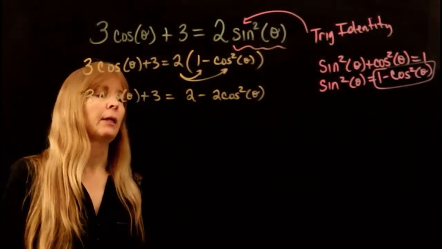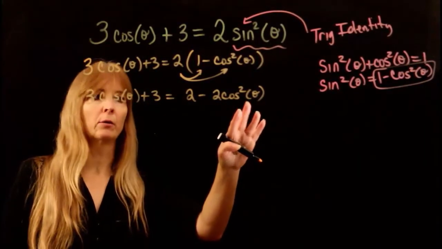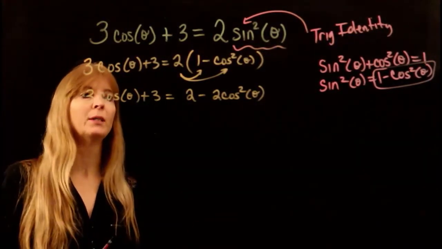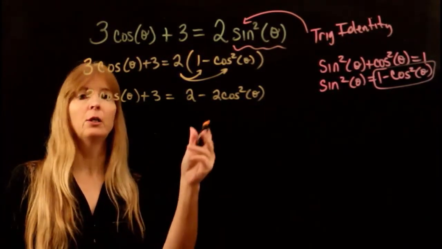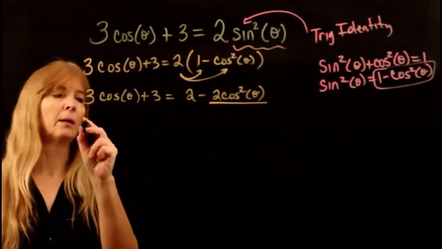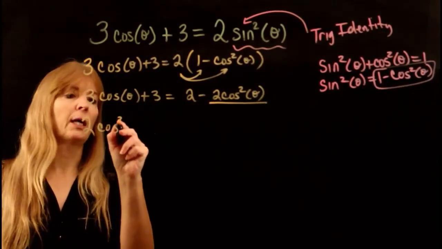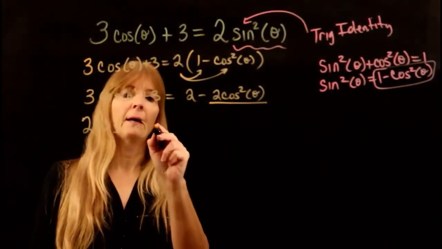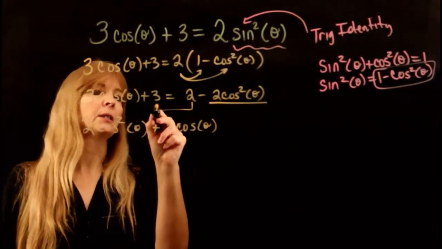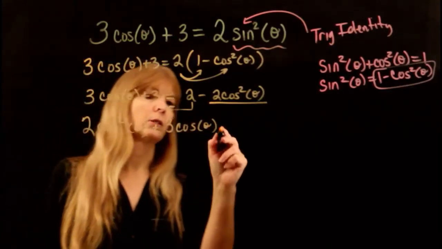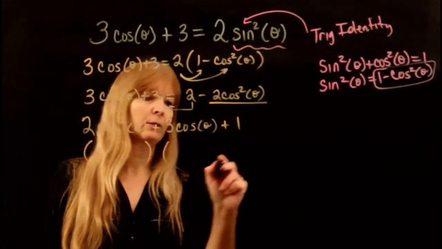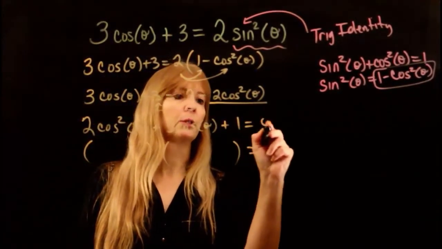All right, well, now I see a square here, so I know I have a quadratic that maybe like the last example, if I move everything to one side, then I actually could try to factor this. So I'm going to move this to the other side, so it becomes positive 2 cosine squared theta. Then I have this plus 3 cosine theta, and then I'm going to subtract the 2, so plus 1. All right, so to see if I can factor this, and equals 0.